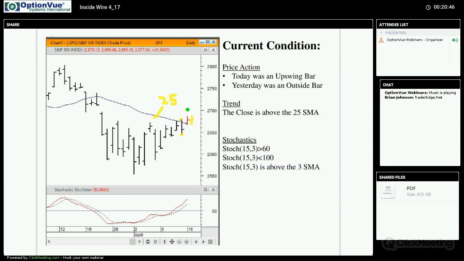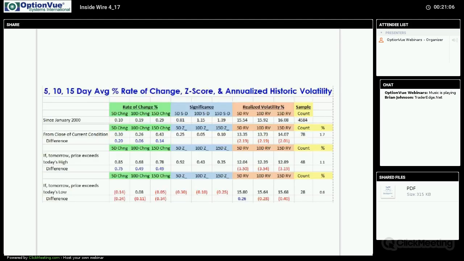the sample size up, and because here you have a stochastic between 60 and 100, and we're trending upward, and we're above the 25 moving average there. But it's that price action that just doesn't happen that often, with an outside bar followed by an upswing. And so when you look at all of that, we have a total count of 78.